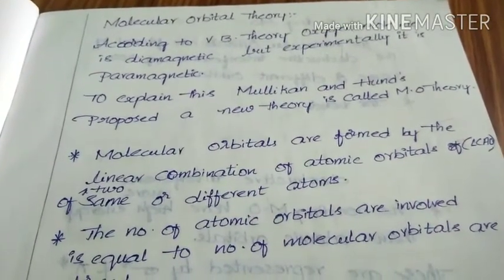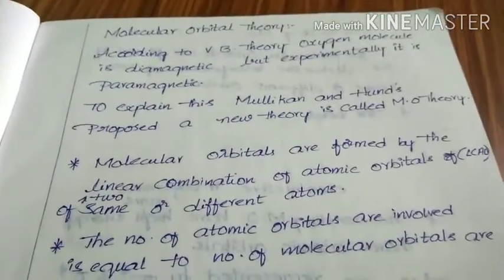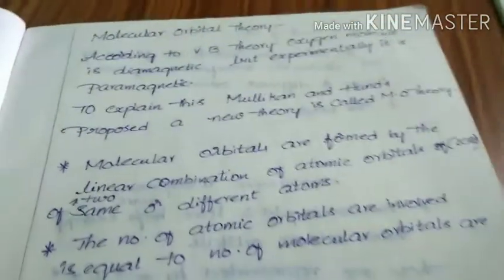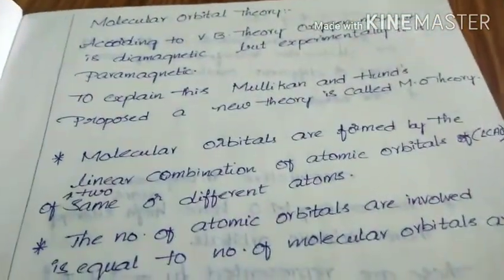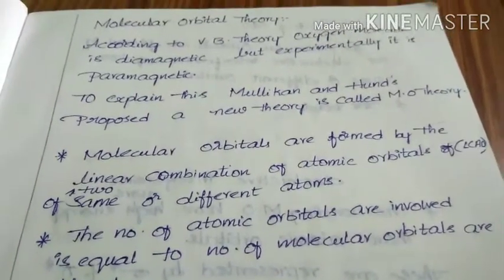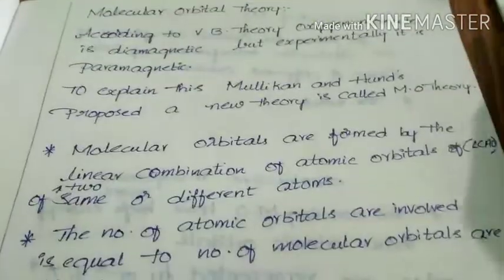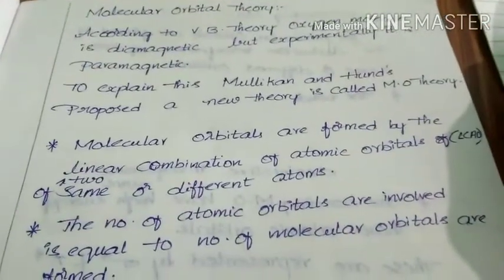According to valence bond theory, the oxygen molecule is diamagnetic. Why can we say that it is diamagnetic? Because if any molecule has an even number of electrons, then it will be diamagnetic. See, oxygen atomic number is 8.